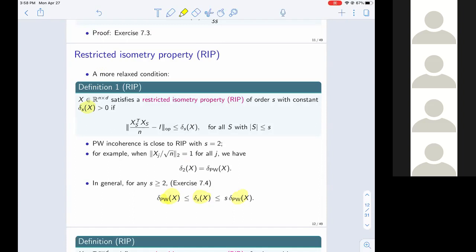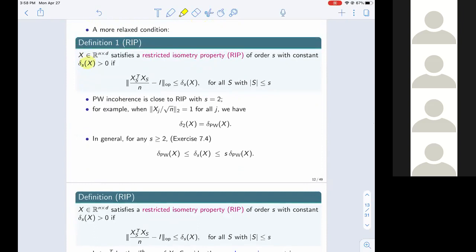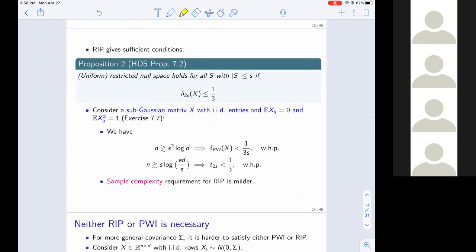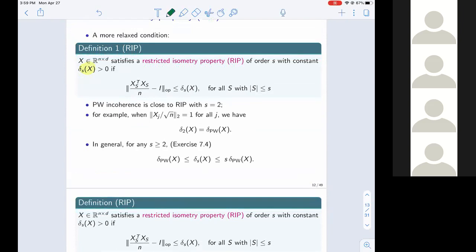And so I'm going to give you the condition, come back here later. The sufficient condition for the null space property to hold for all S of size at most s is that delta 2s, for a subset of size 2s basically, is less than one third. If you compare with the other one, which was the sufficient condition we could do, delta 2s being less than or equal to 1 over 3. Sorry, 3.